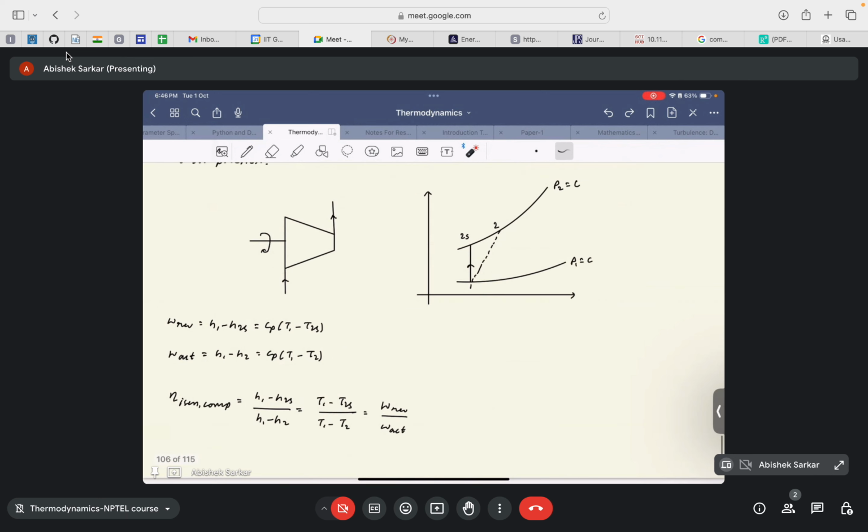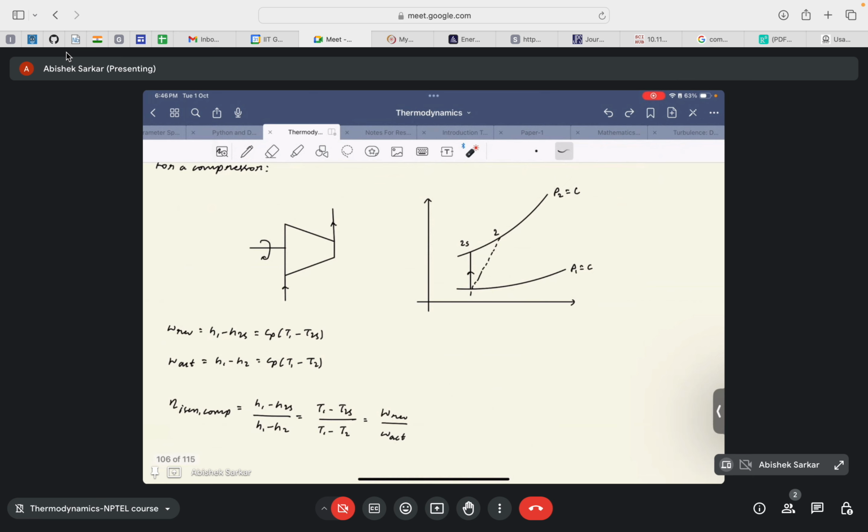So again, we can consider similarly that pressure is now increasing from P1 to P2, where P2 is greater than P1 in the case of a compressor. The reversible adiabatic case would be such that the process is achieved in a reversible adiabatic manner, or an isentropic manner. So it will represent a straight vertical line in the T-S plot.